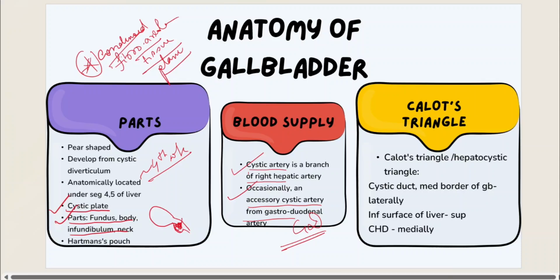Another important term associated with the gallbladder and the biliary tract is Calot's triangle. Very important, Calot's triangle. The original Calot's triangle has been modified in recent years. The Calot's triangle or the hepatocystic triangle boundaries are: laterally, the cystic duct and the medial border of the gallbladder; superiorly, the inferior surface of the liver; and medially, the common hepatic duct. Let's see the picture.